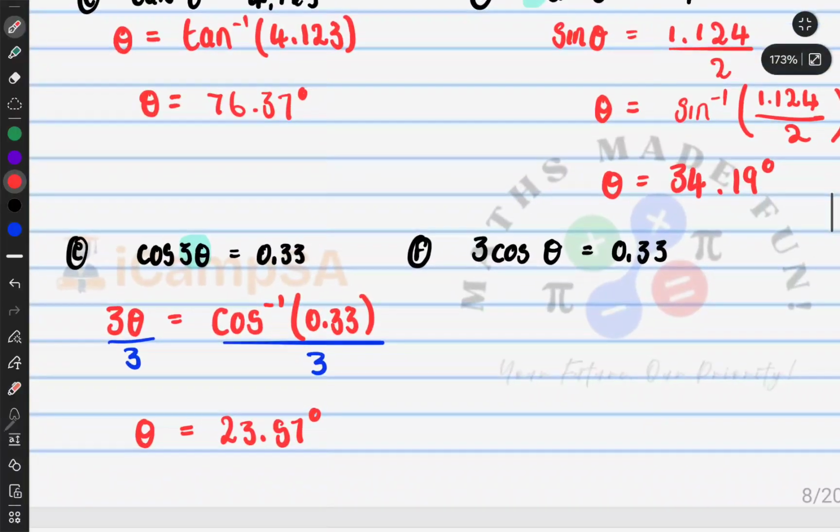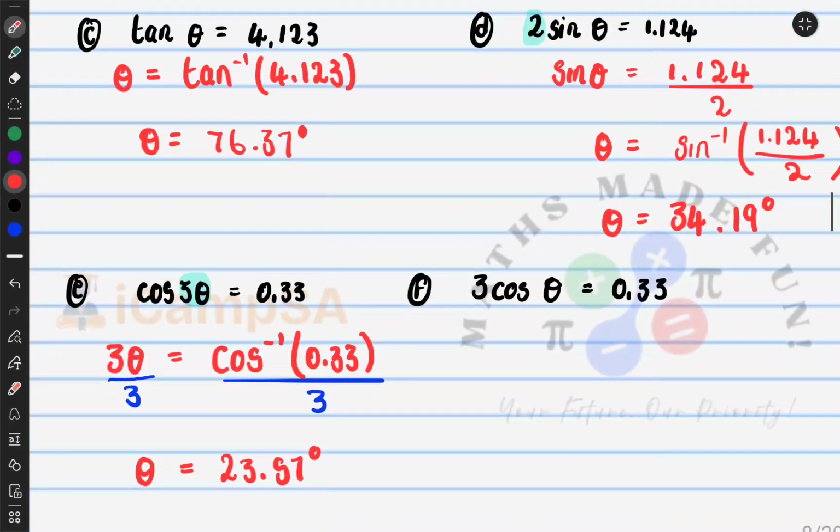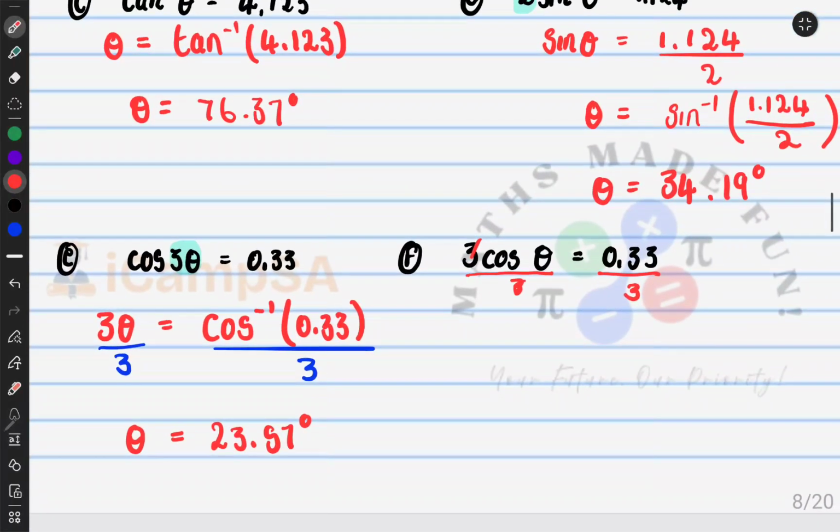Okay, and then here we have 3 cos theta. It's almost similar to what we did in D. We want to isolate theta. First step, we divide by 3 on both sides. This one will cancel this. We will be left with what? We will be left with cos theta is equal to 0.33 divided by 3.